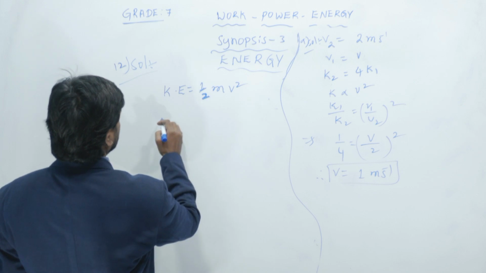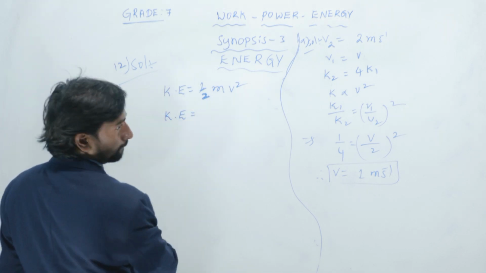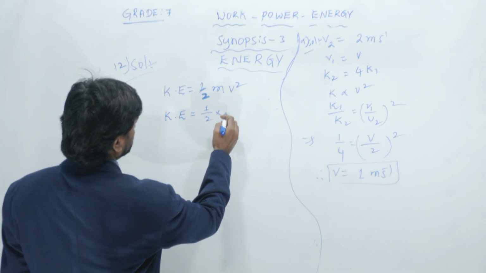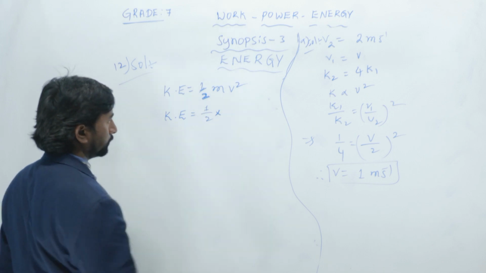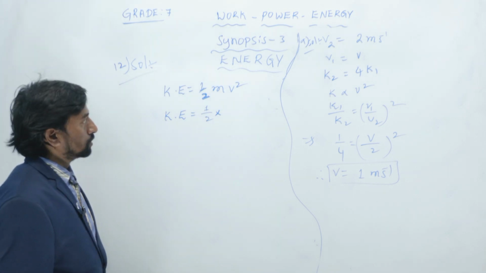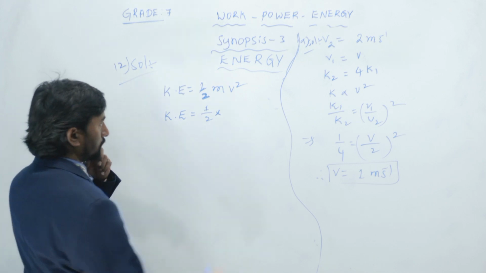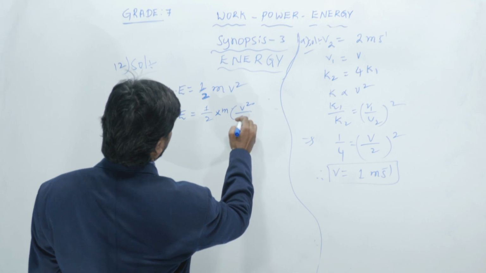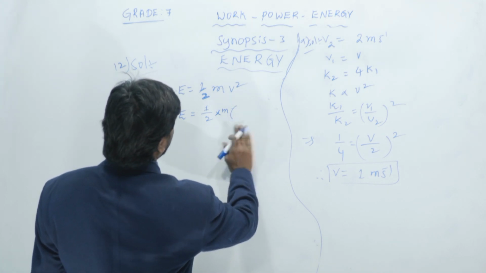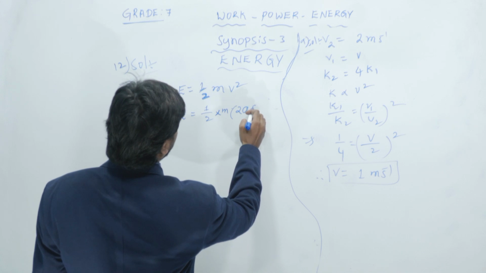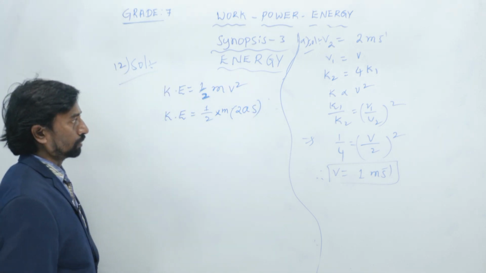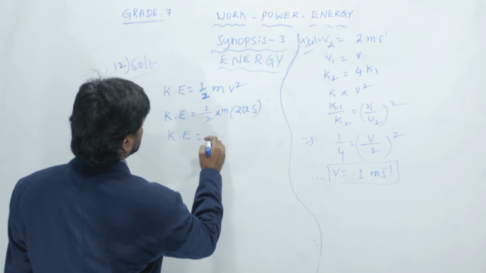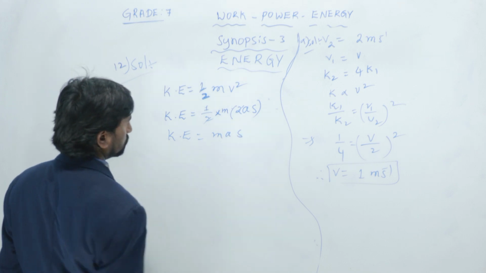Here K is equal to half into m into v square, where the car will be stopped, starting from rest if we consider it. So for the stopping distance, v square is equal to 2 into a into s. So kinetic energy is equal to, this 2 will be cancelled, m into a into s, where s is the stopping distance.